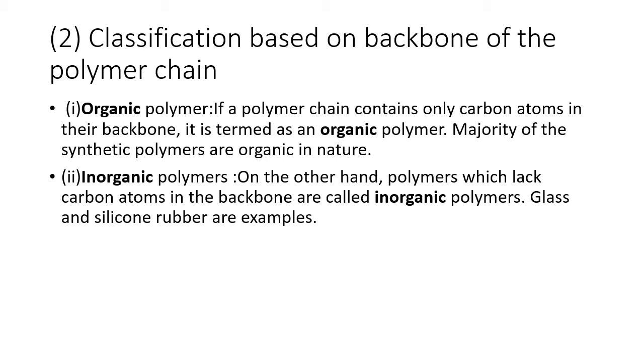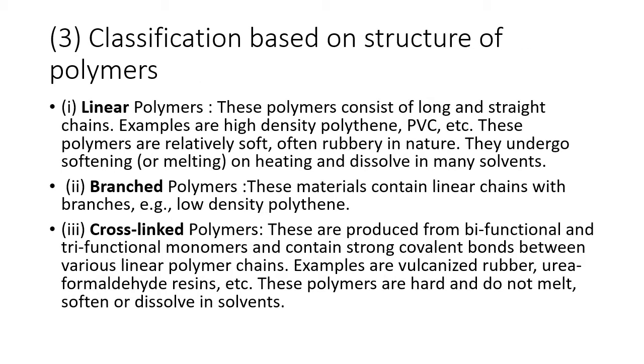Next is the classification based on the backbone of the polymer chain. So, organic polymer. If a polymer chain contains only carbon atoms in the backbone, then it is termed as organic polymer. Got it? So, the majority of these synthetic polymers are organic in nature, because they contain only carbon atoms in their backbone. Next is inorganic polymer. On the other hand, polymers which lack carbon atoms in their backbone are called inorganic polymers. So glass and silicone rubber are examples.